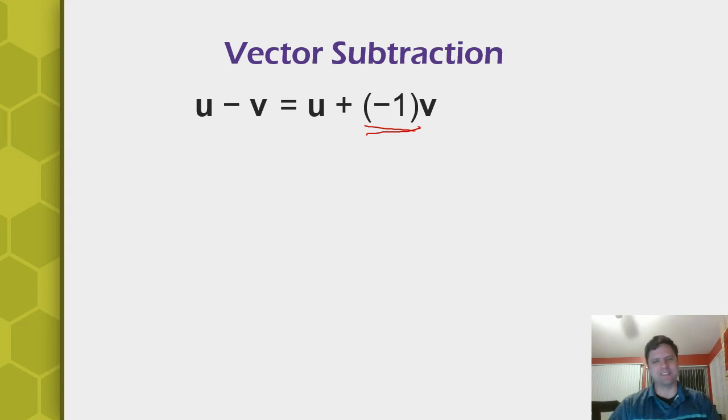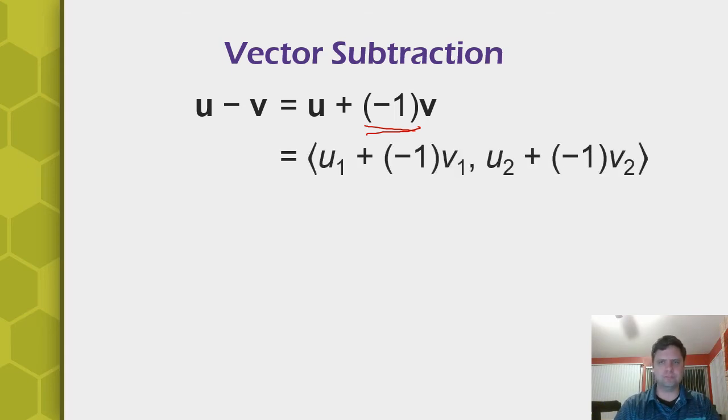So this is kind of like saying the same thing, but technically this is what you're doing when you're subtracting a vector. You're adding the opposite of it. So you're taking a negative, distributing it through the vector, and then adding that to the other guy. So it looks something like this, where your u1 would then be added to a -1 times the v1, and your u2 would be added to a -1 times the v2, which then looks like u1 minus v1, u2 minus v2.